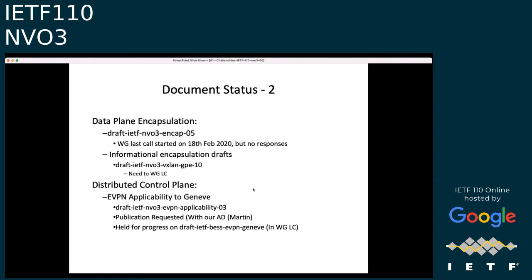We have a draft related to the control plane, which is the applicability of a VPN to Geneve. That went through working group last call. It's now with Martin. It is held in his queue, waiting for a companion document in the BESS working group that shows the BGP extensions required for Geneve. So really we're kind of waiting on the progress of that.